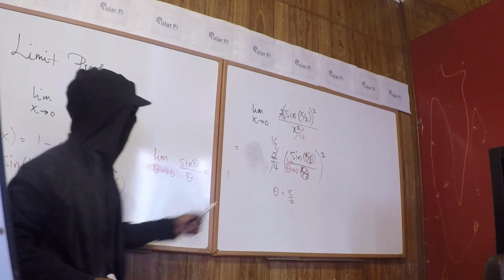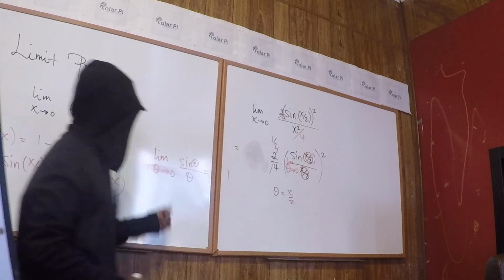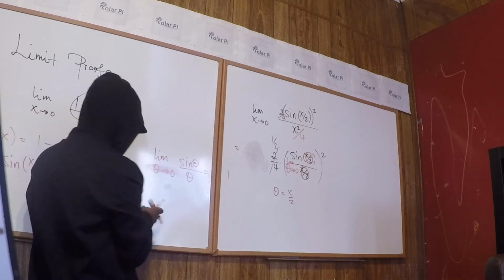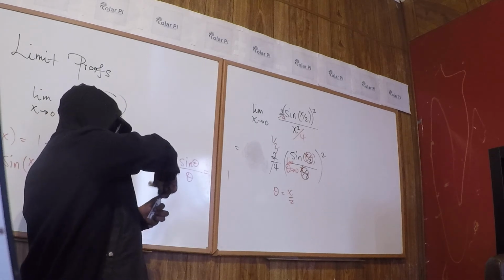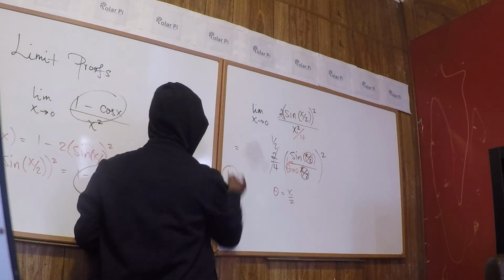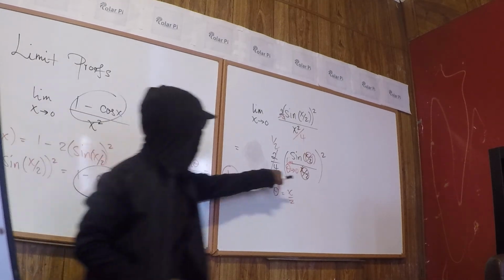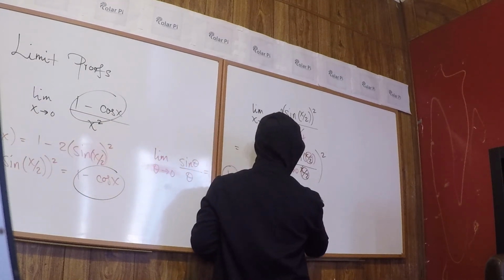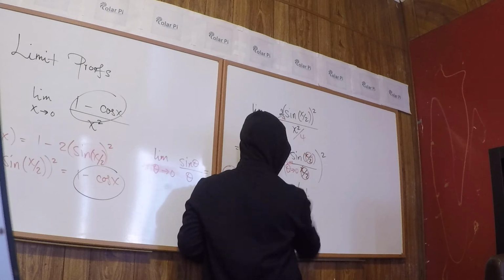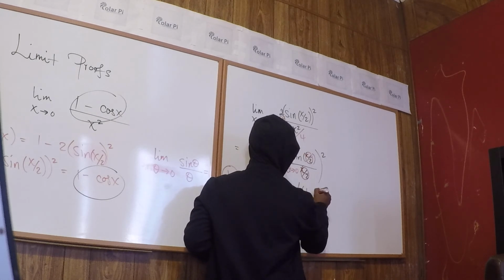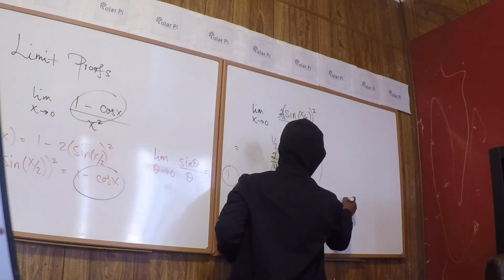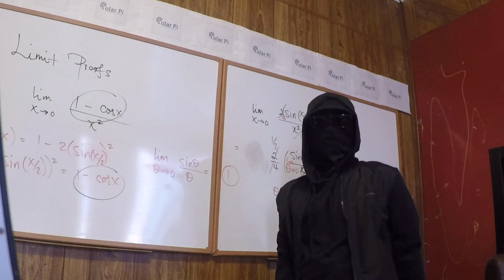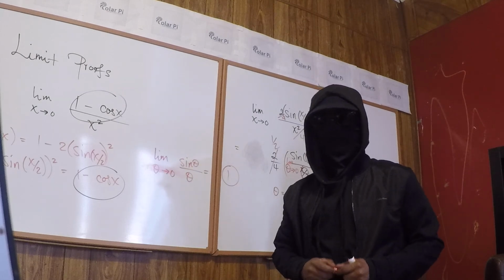So I write 1/2, and then I've got 1 squared, because this limit says 1. Other than the substitution statement, that's 1/2 times 1 squared, and so that's 1/2. Okay, I'm done.